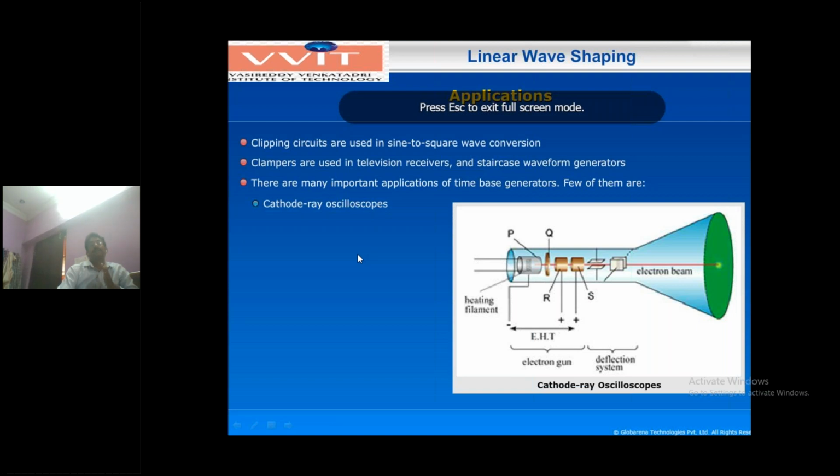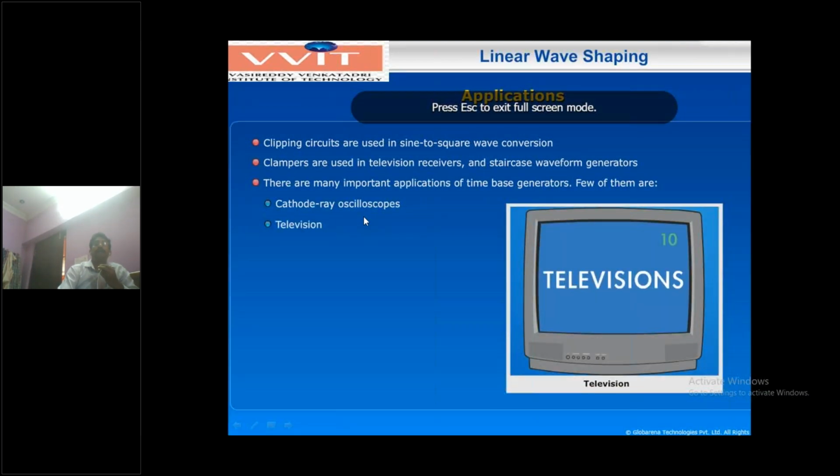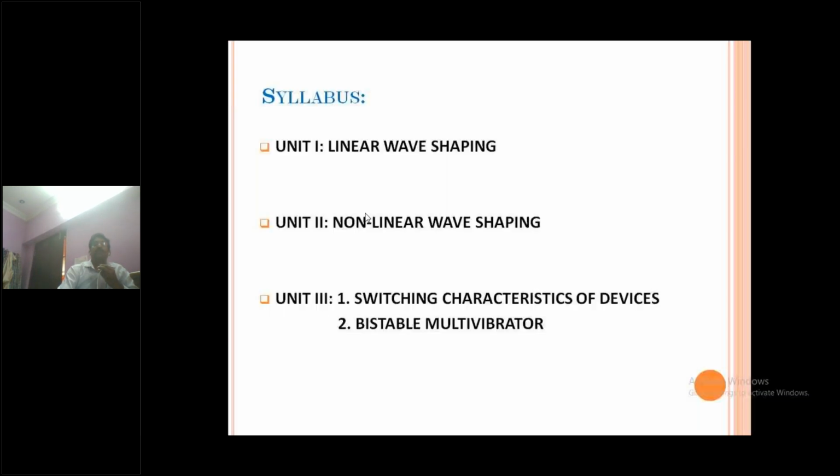Some of the applications we mention here: clipping circuits are used for sine to square wave conversion. Similarly, clampers are used in television receivers and staircase waveforms. Time-base generators have many applications, including CRO, television and radar. Coming to our syllabus, today we will discuss the first three units.